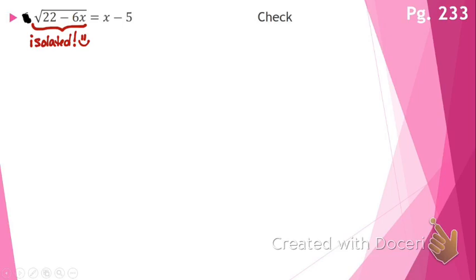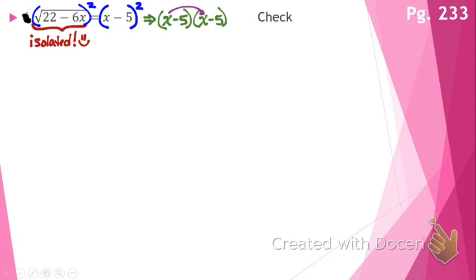Since it's already isolated, I can get rid of my radical. What will get rid of our radical? Squaring it. And if you do it to one side, you got to do it to the other side. That does not mean square the x and square the 5. It means square everything, this whole thing together. What does it mean to square something? Times it by itself. So when I say square this whole side, I'm saying do x minus 5 times another x minus 5. We have to double distribute here, yes.